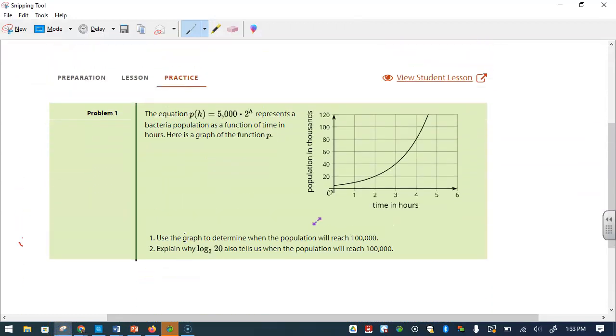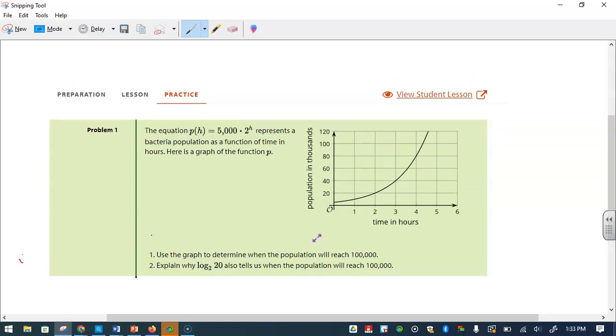Unit 4, Lesson 15. First, I want you to try to see if you can figure it out by yourself. So pause the video for a while and see if you can try this.